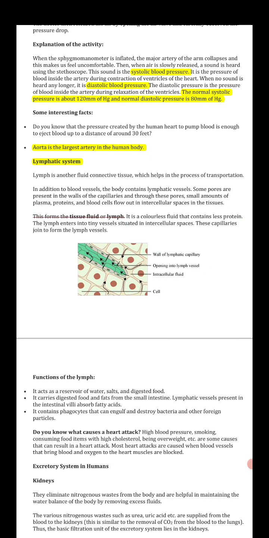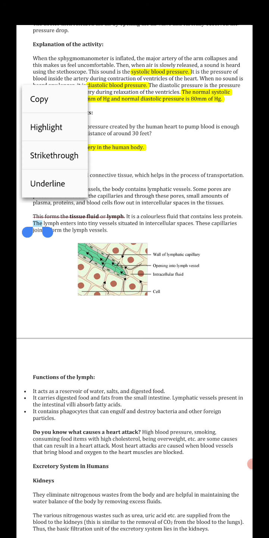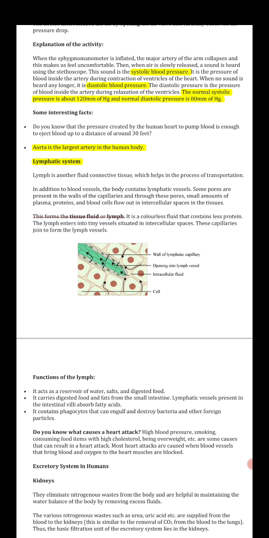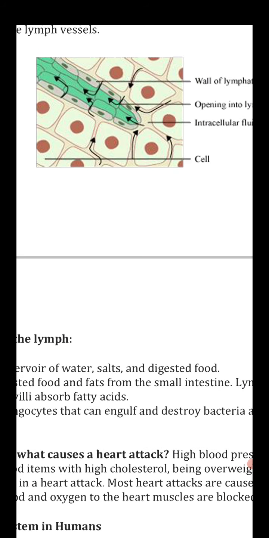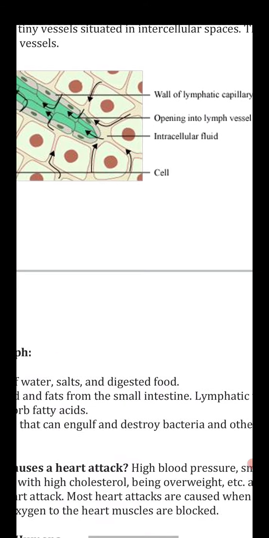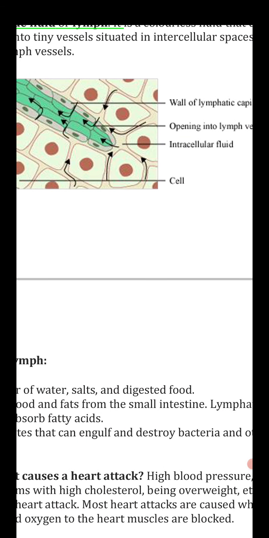I am underlining this thing. This forms the tissue fluid or lymph. It's a colorless fluid that contains less protein. The lymph enters into the tiny vessels around the intercellular space. Just look at the structure. This is the wall of the lymphatic capillaries. Next is the opening into the lymph vessels. Third one is the intercellular fluid, and the last one is the cell.